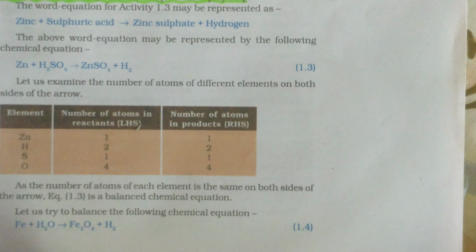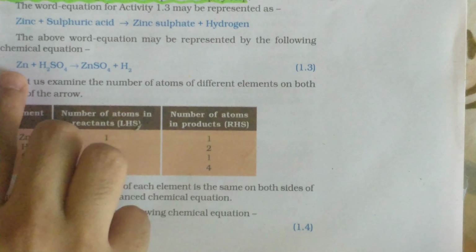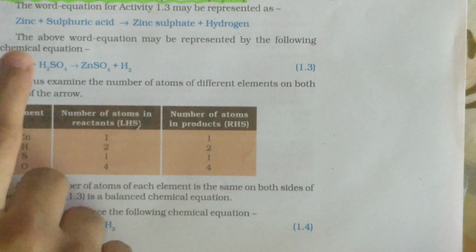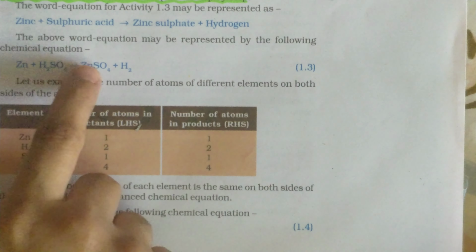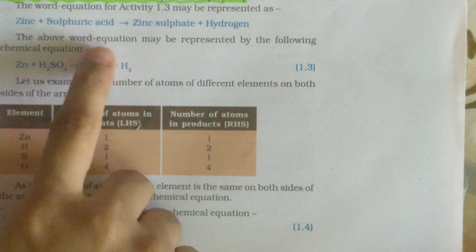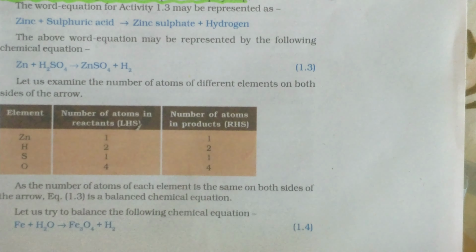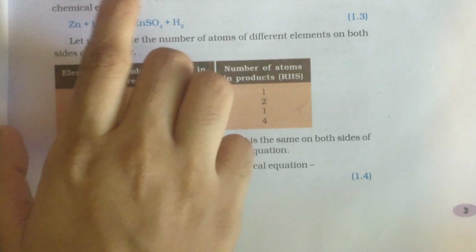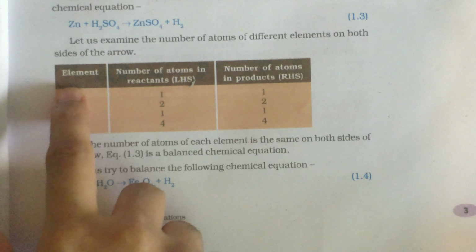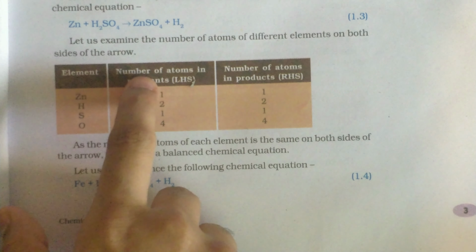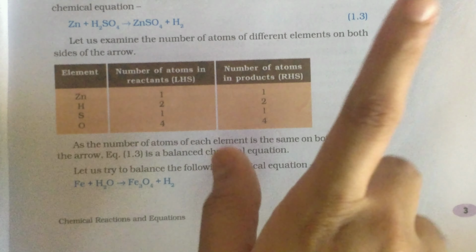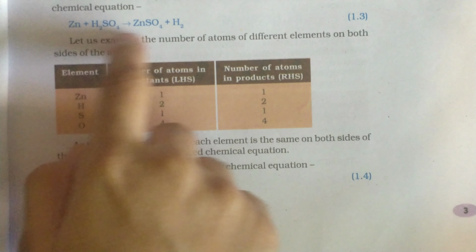So it is Zn, that is zinc, plus sulfuric acid, H2SO4, and this will be converted into zinc sulfate plus H2, which is hydrogen. Now we check whether this equation is balanced. You have to write it like this: elements, reactants, products. Just make a table with elements, reactants and products. So in the elements column, what are all the elements here?